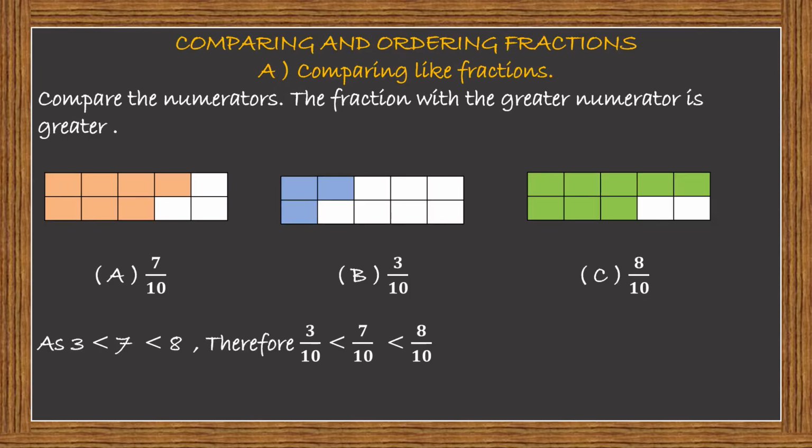Yesterday we have seen the comparison of fractions, comparison or ordering of fractions. There we have seen, while comparing, we compare first like fractions. There we are just comparing the numerators of the fractions. Okay. Smaller the numerator, smaller will be the fraction. Greater the numerator, greater will be the fraction. This is what we have seen in comparing like fractions.